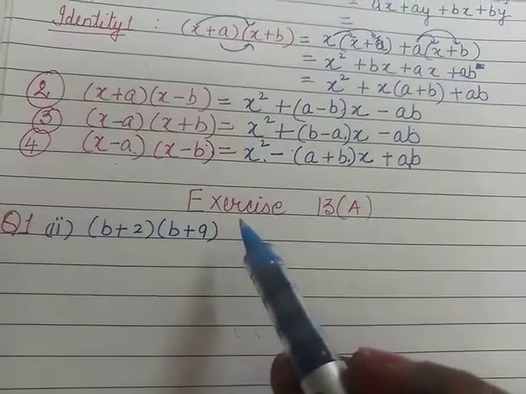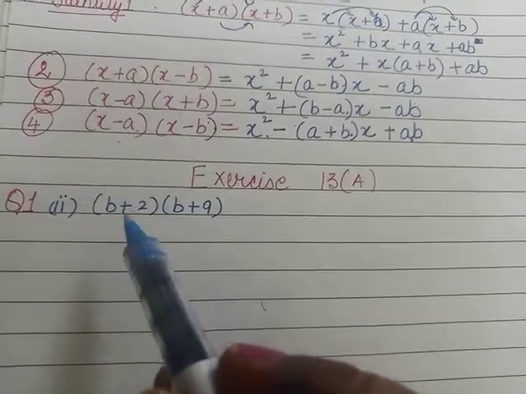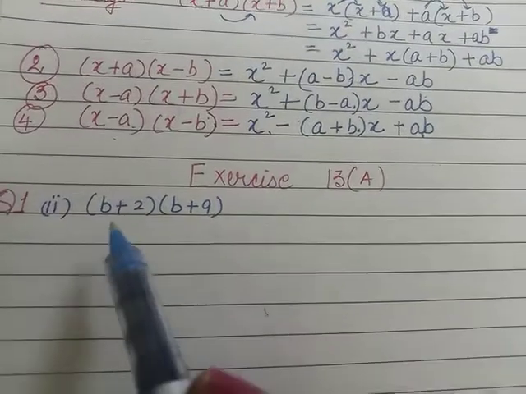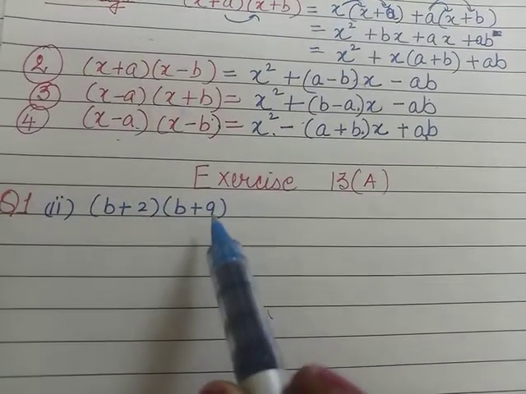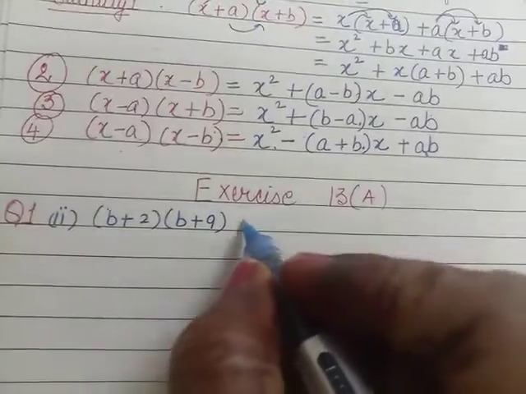Now I discuss exercise 13a. First I discuss question number 1. It is mentioned in the question line, find the product. Here we have b plus 2 and b plus 9. So as I told you, both are positive. So what identity is going to be?